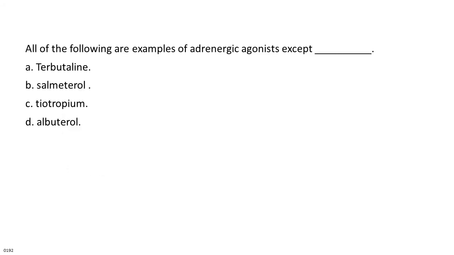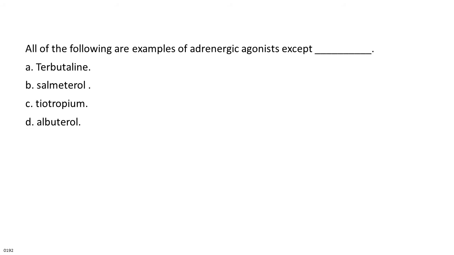The answer is C. Tiotropium. Albuterol, terbutaline, and salmeterol are all beta-2 adrenergic agonists. Beta-2 adrenergic agonists are a drug class used as mainstay treatments for respiratory diseases such as bronchial asthma and chronic obstructive pulmonary disease, COPD. They replicate the functions of catecholamines such as epinephrine, norepinephrine, and dopamine in producing different autonomic responses within the body.